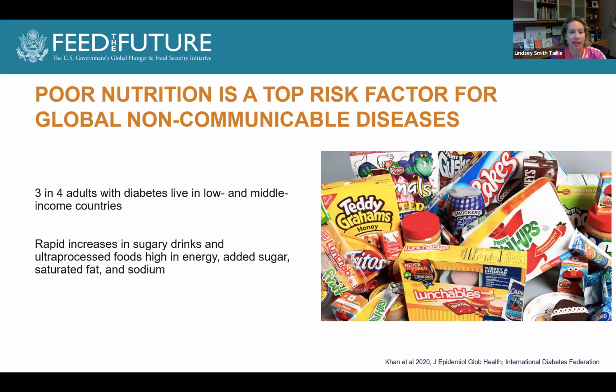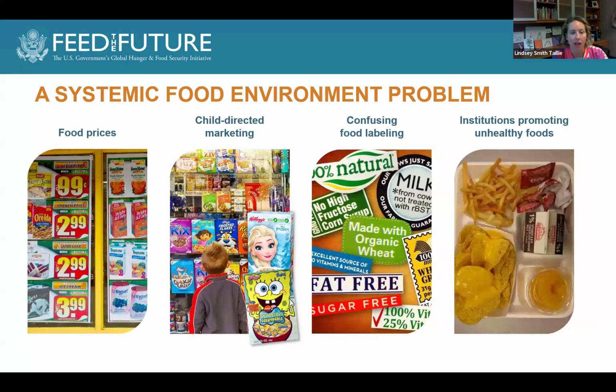So why are we doing this? I mean, the reality is that poor nutrition is a top risk factor for global non-communicable diseases, and increasingly we're seeing this in low and middle income countries, and that this change is really being driven by rapid increases in the way we're eating, specifically sugary drinks and ultra-processed foods that are high in nutrients of concern like calories, added sugar, saturated fat, and sodium.